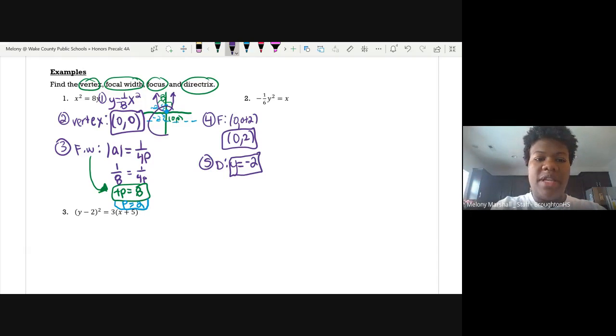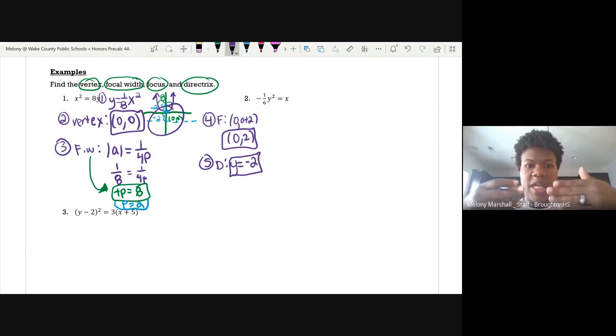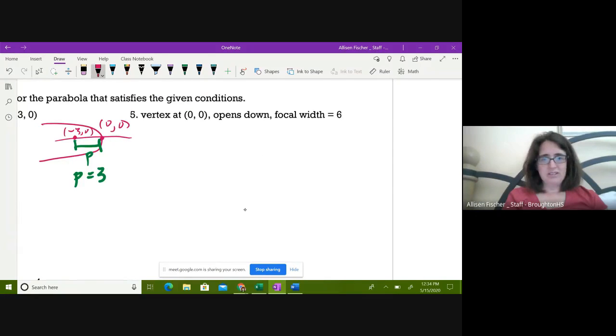Or you can think of it again visually. Well, from the vertex, what did you do? You went down to -2, and that's a horizontal line. So that's a y equals equation. And that is it. Ta-da! Hopefully it made sense.